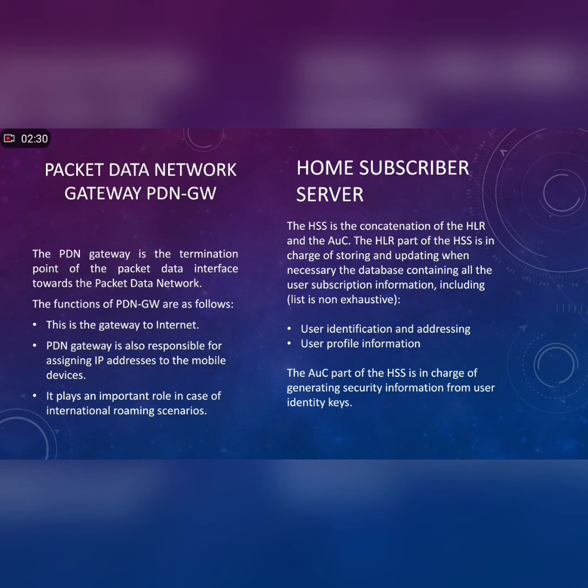The next one is the home subscriber server. The home subscriber server, HSS, is the concatenation of the HLR, home location register, and the AUC, authentication center. The HLR, part of the HSS, is in charge of storing and updating, when necessary, the database containing all the subscription information. This includes user identification and addressing and user profile information. The AUC, part of the HSS, is in charge of generating security information from user identity keys. The security information is provided to the HLR and for communication to other entities in the network.